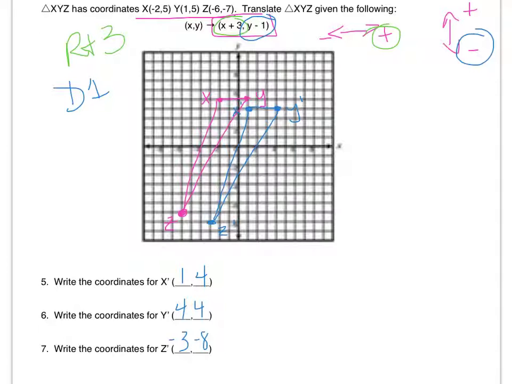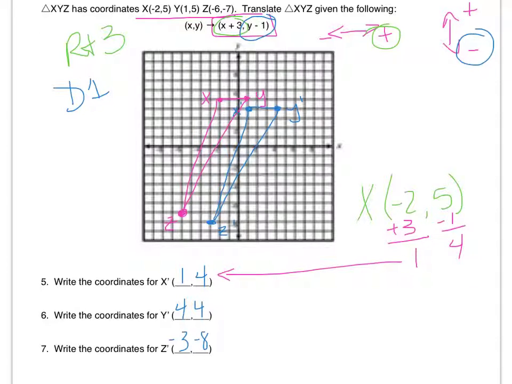So the cool part about this is I can check my answers. My original x was -2, 5. If I add 3 to -2, I get 1. If I subtract 1 from my y, I get 4. So I got that one right.